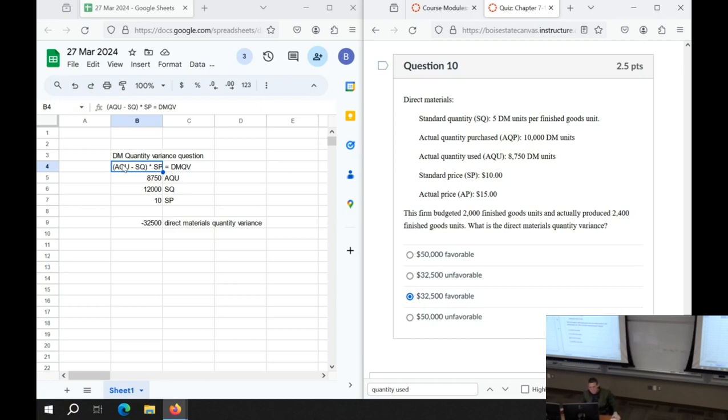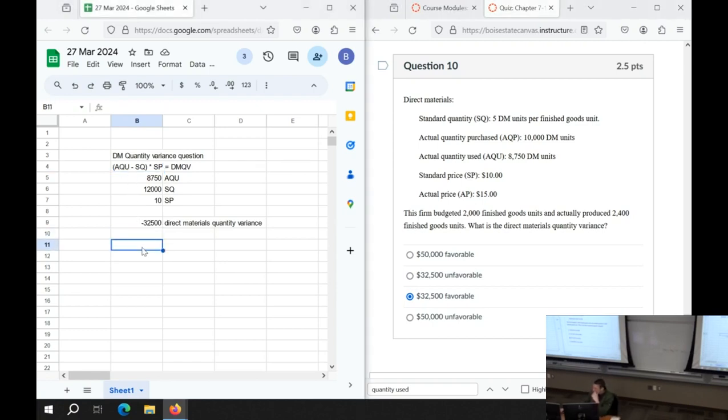So if we were doing price variance on this one, we would just substitute AQU for AQP? We would use the price variance equation, and for AQ, we would use AQP. So the price variance equals the actual price minus the standard price, and then we multiply that by AQP is the idea. Yes.